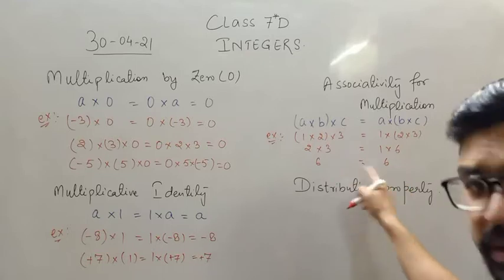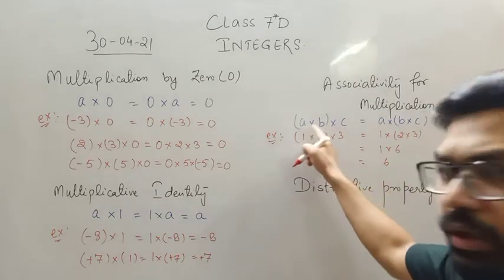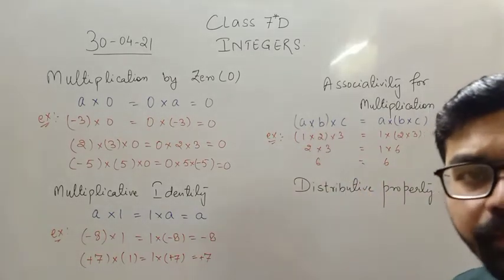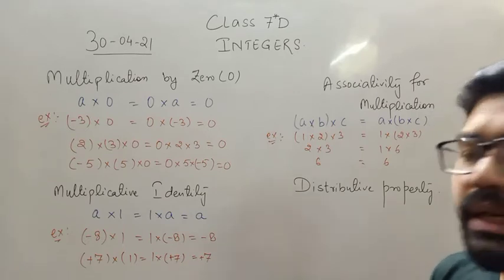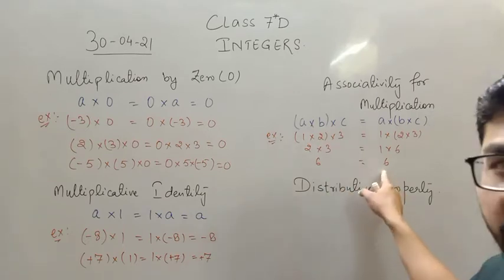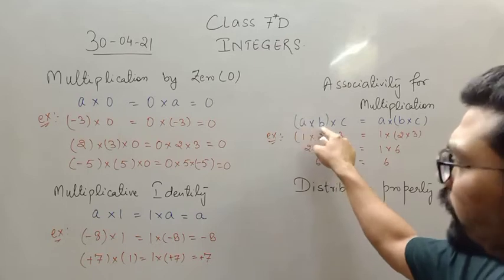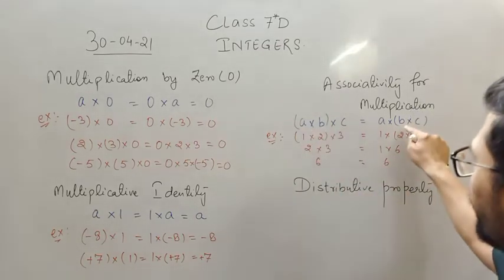That means LHS equals RHS. That means the result does not depend on the grouping of the integers or the numbers. In simple words, what I can say is, बेटा जो रिजल्ट आपका है, रिजल्ट डिपेंड नहीं करेगा कि आपने ए को बी के साथ ग्रुप कर रखा है और यू हैव ग्रुप बी टू सी.